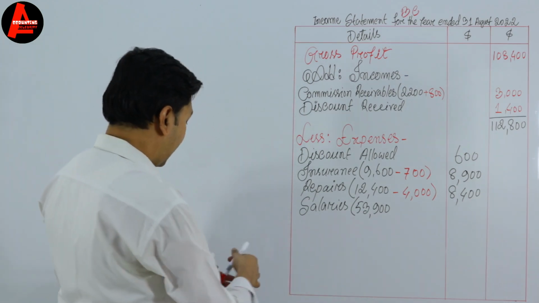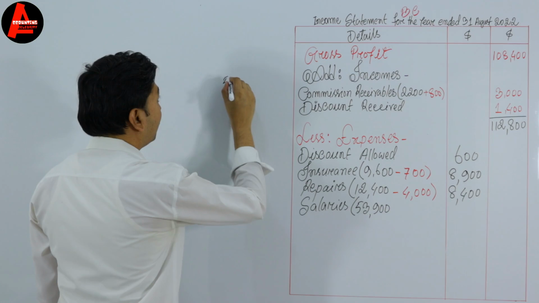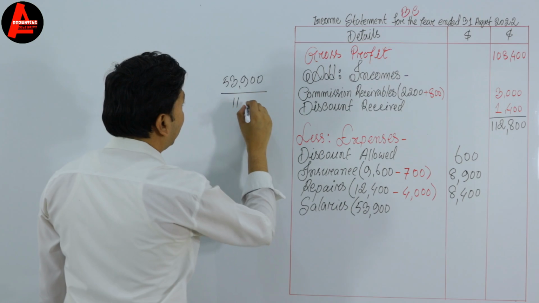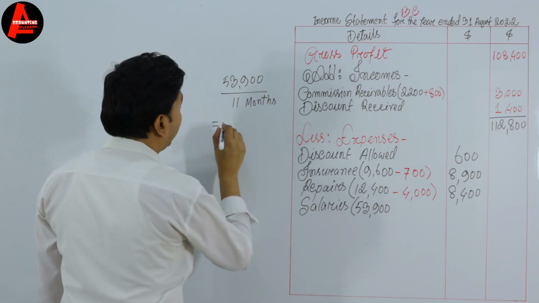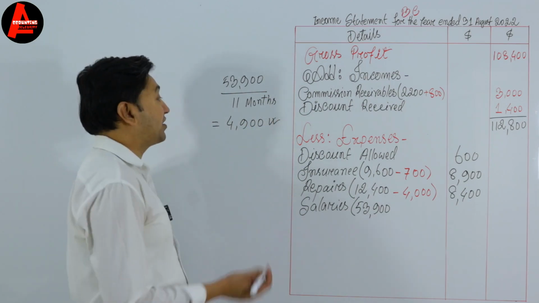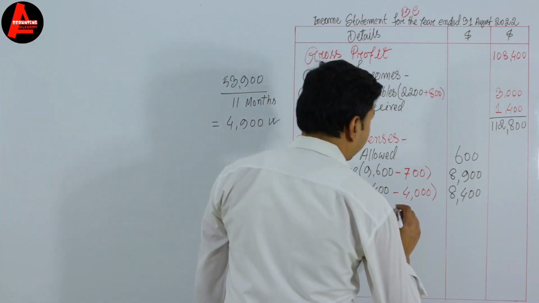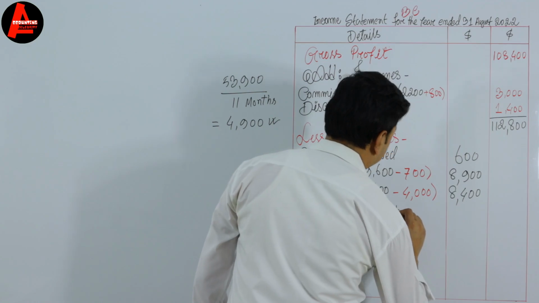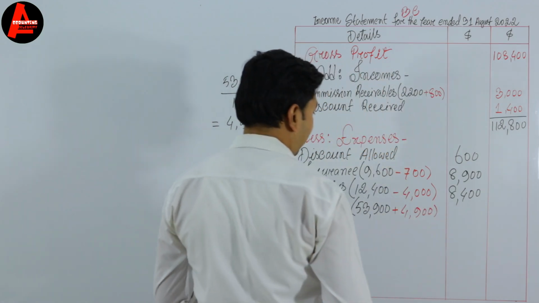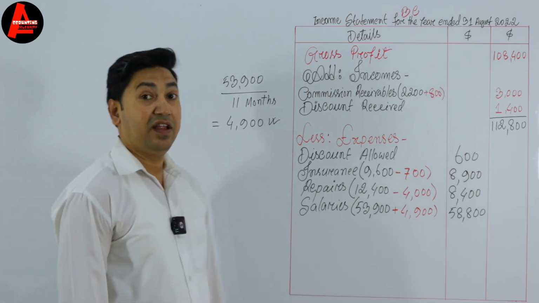Okay, so as this amount $53,900 is paid for 11 months, we will divide this amount by 11. So if we divide, we get $4,900. That means every month $4,900 salary is paid. So we will add this amount, it is not paid, outstanding. So if we add $4,900, we get $58,800.